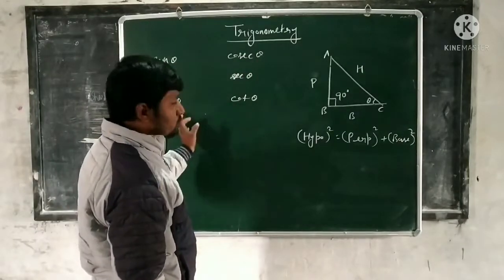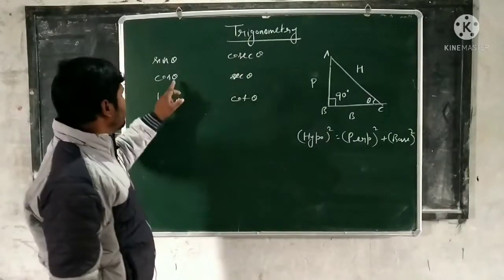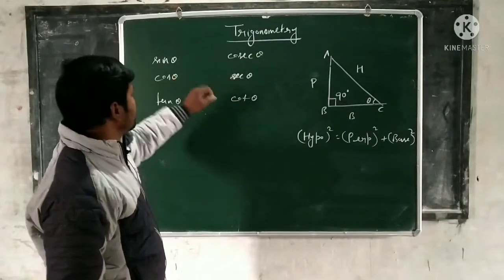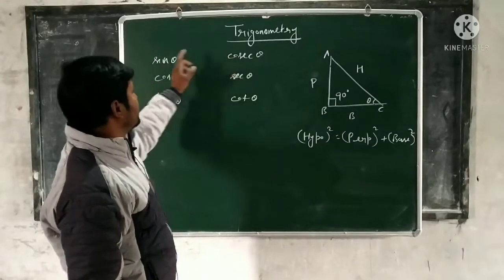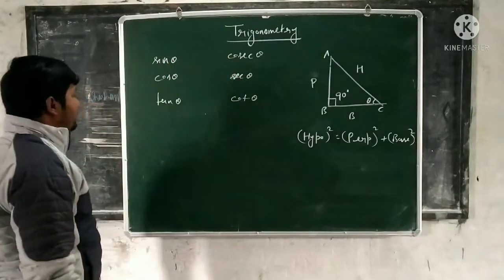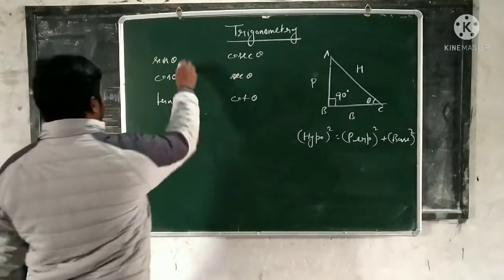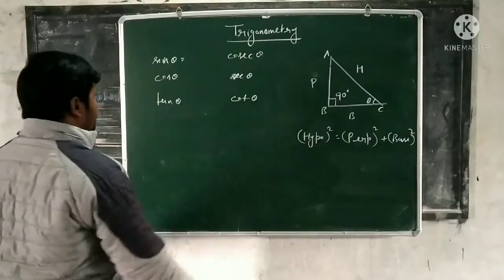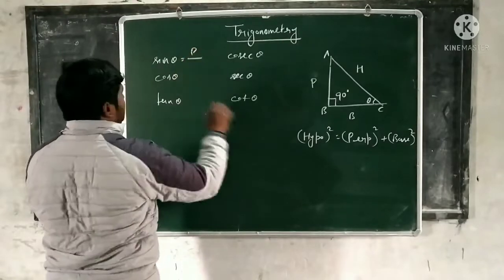Tan is the opposite of cot, cot is the opposite of tan. Cos is the opposite of sec, sec is the opposite of cos. Sin is the opposite of cosec, cosec is the opposite of sin. Then sin theta is equal to, on the basis of sides, perpendicular upon hypotenuse.